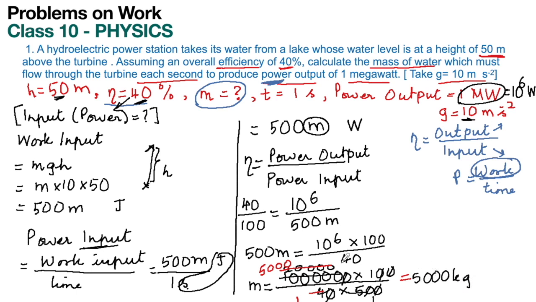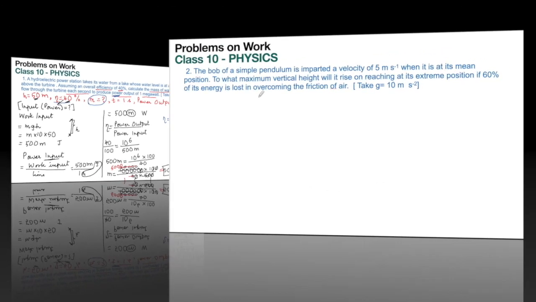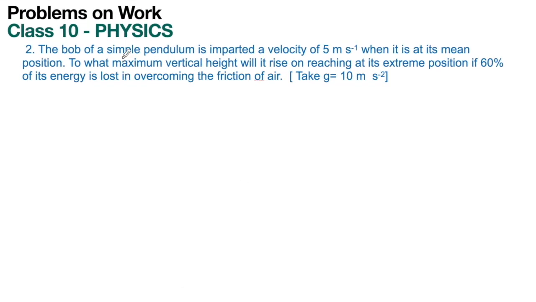So what are we going to say? That through the turbine each second, there should be 5,000 kgs of water flowing. And that is our answer. Alright, let's come to the second question. We come to question number 2.